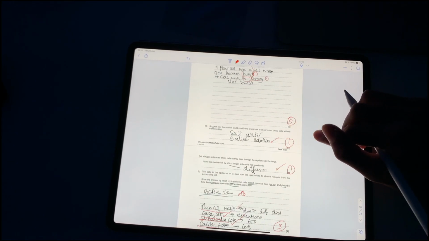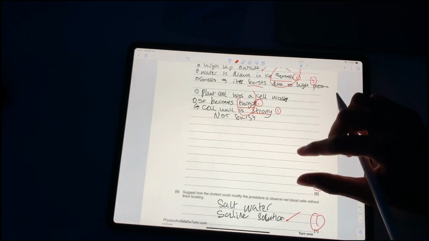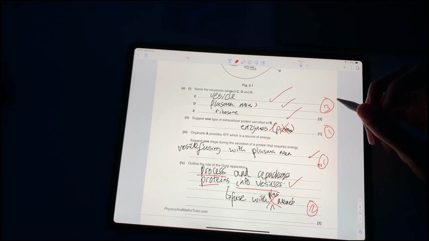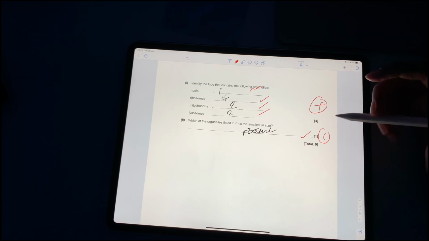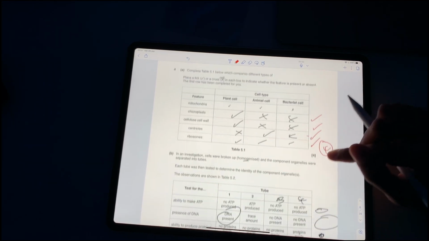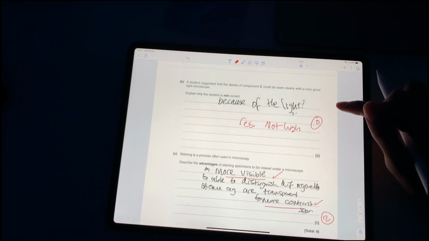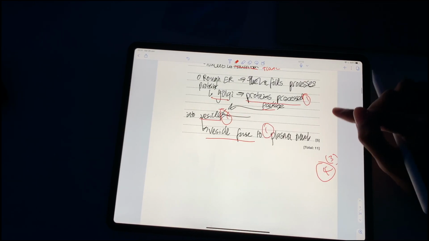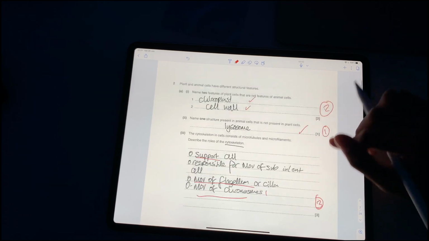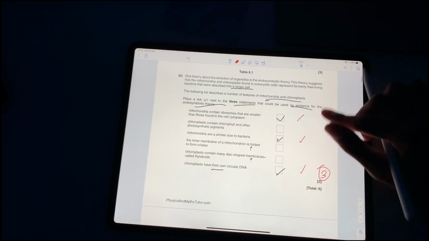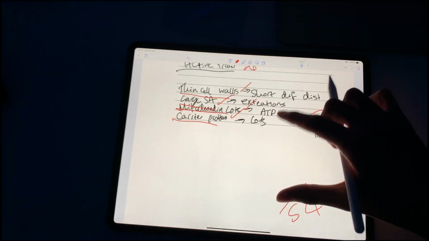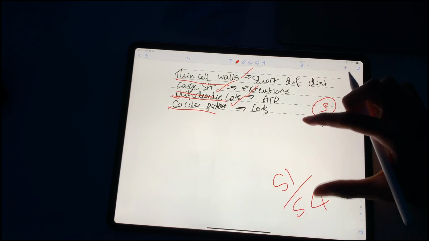So 3, 4, 5, 6, 7, 8, 9, 10, up through 51. 51, what the hell? I'm gonna assume that's good. 51 out of 54. Is that good?